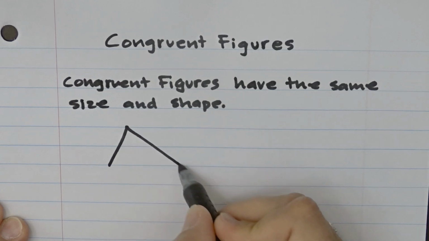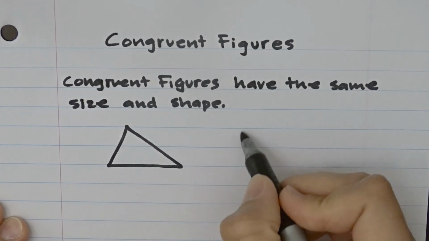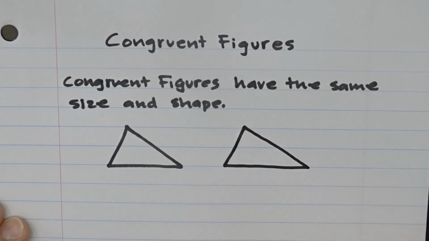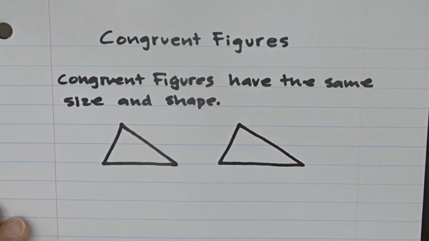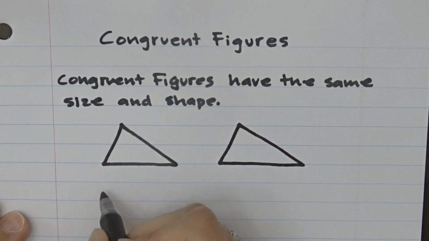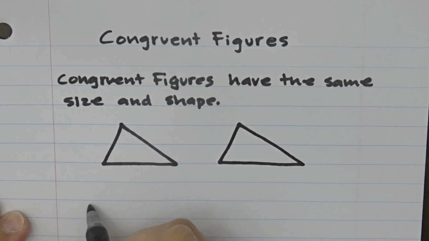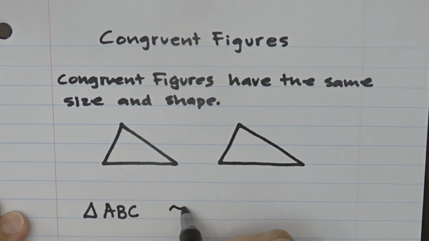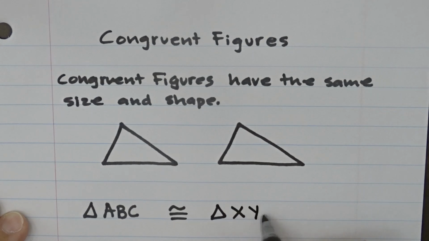I'm going to draw some triangles. Try to make them as congruent as possible. This one looks a little longer, but we're going to assume that they're congruent. And we'll just say that triangle ABC is congruent to triangle XYZ.